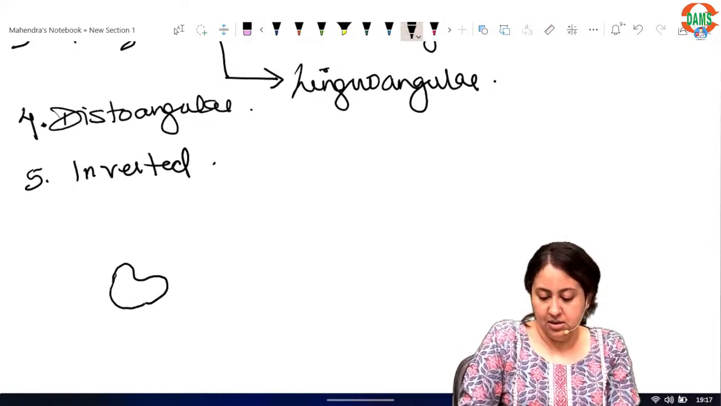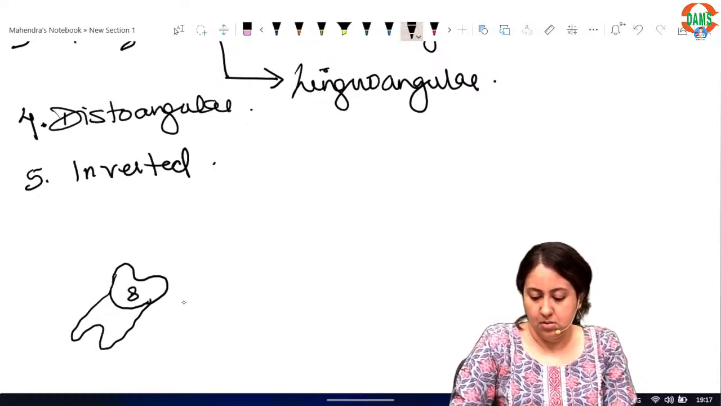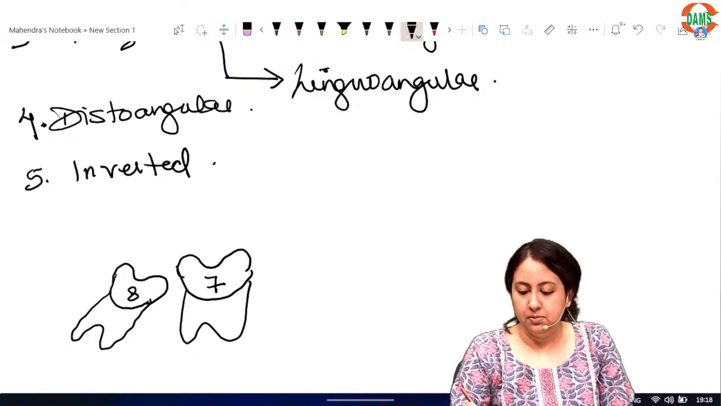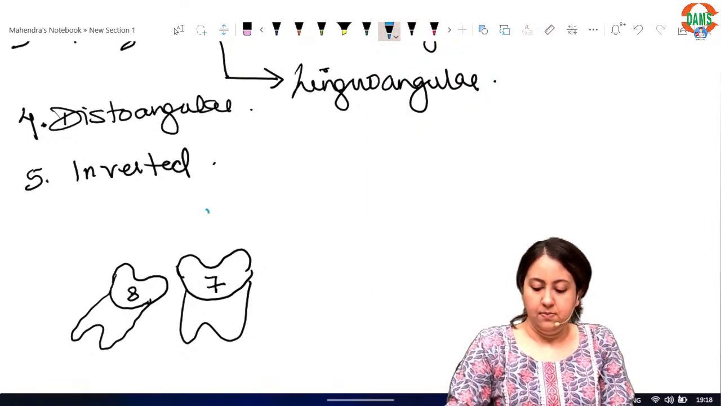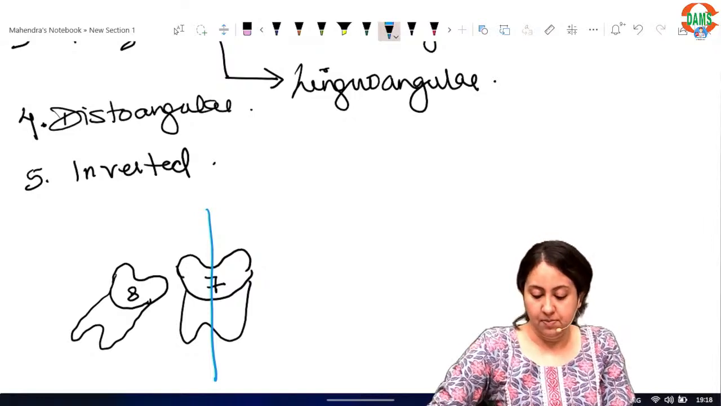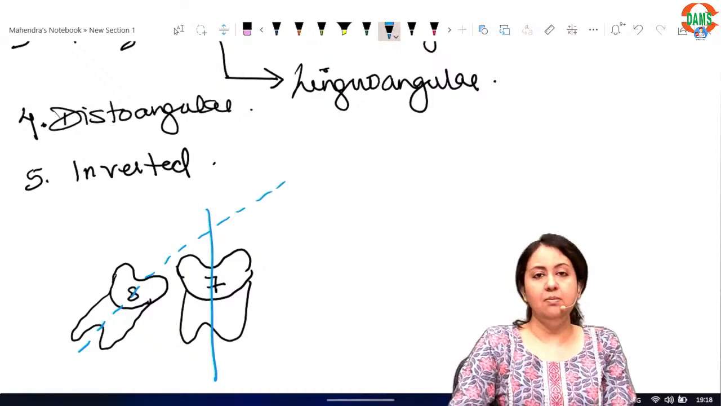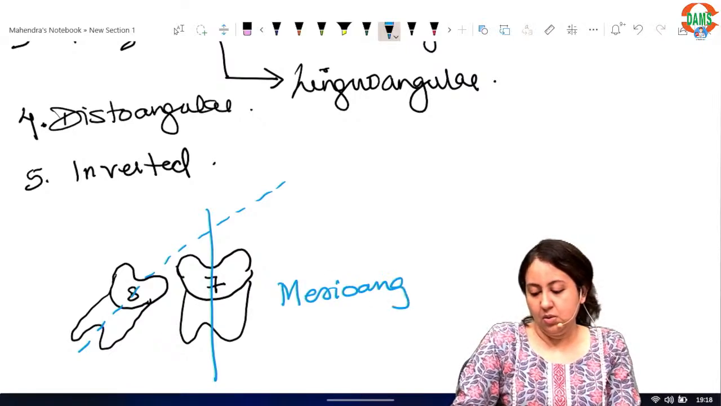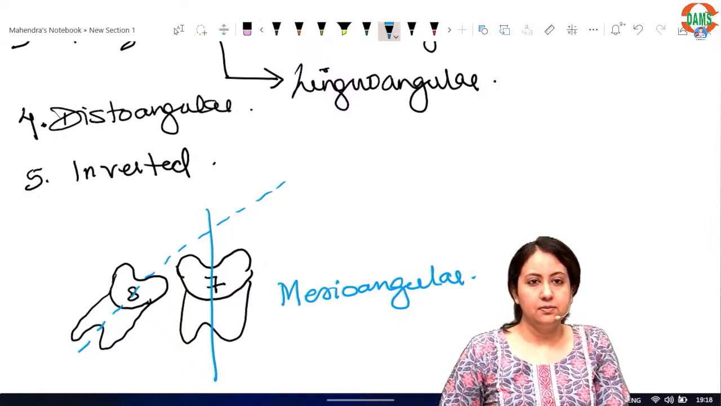Let us understand. We will draw this: this is the long axis of 7, and if we trace the long axis of 8, it is going mesial to the long axis of 7. Hence, this is mesioangular.